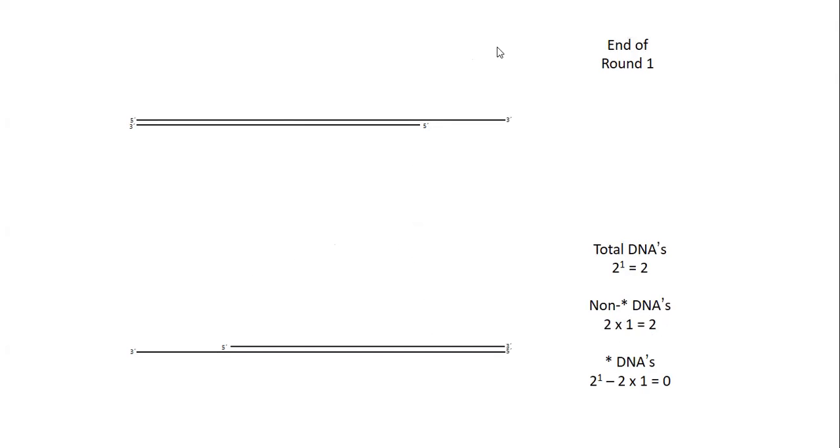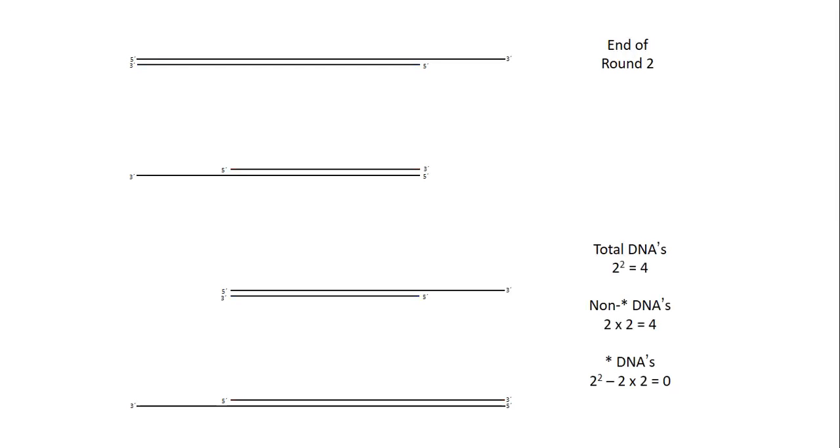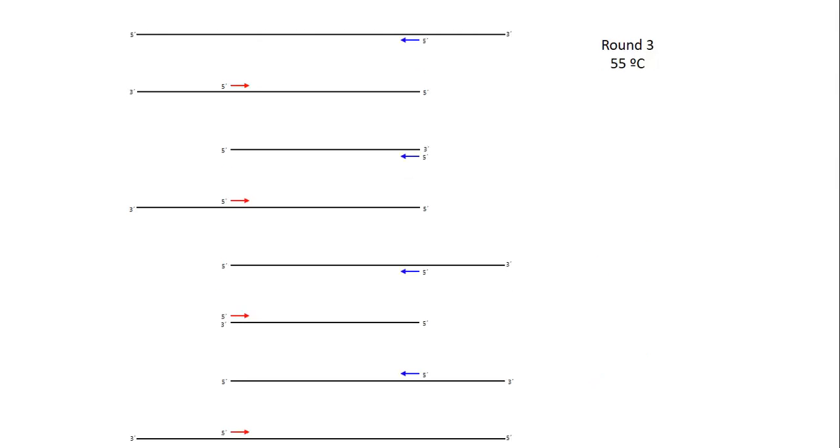That moves up to round 2. Heat to separate, cool down to anneal, raise temperature to extend. Round 2, we have made 4 DNAs. None of them are the DNA we want though. So 4 non-star DNAs, 0 star DNAs. So round 3, heat, anneal, extend.